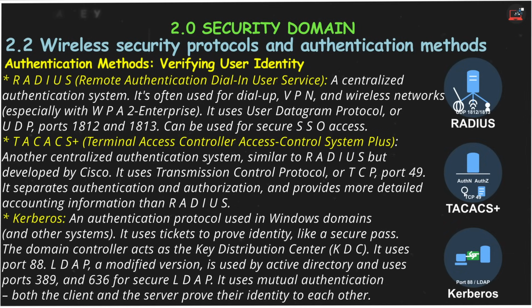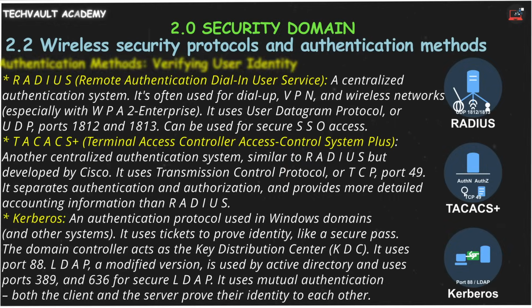Important port numbers to remember: RADIUS UDP ports 1812 and 1813, TACACS+ TCP port 49. Kerberos uses port 88. Key connections to understand. Connecting a wireless client to a RADIUS server typically uses WPA2 Enterprise and port 1812. Kerberos provides security for clients connecting to Active Directory domain controllers using inbound port 88.